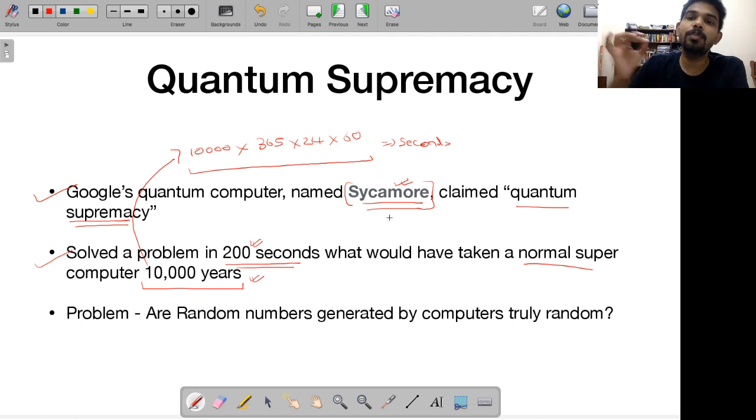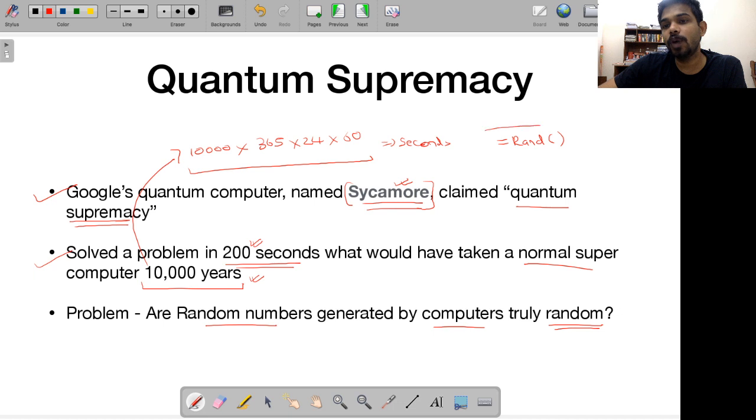What exactly was the problem it was trying to solve? It was trying to solve: are random numbers generated by computers truly random? For example, in many programming languages, it could be C, C++, or let me take a very simple example. In Excel, you might have used this function, =RAND(). This function throws out random numbers, for example 0.13, 0.12, like this. It would spit out random numbers. So that's what this actually does.